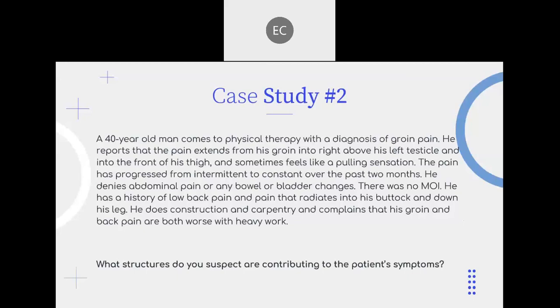There was no mechanism of injury. He has a history of low back pain and pain that radiates into his buttock and down his leg. He does construction and carpentry and complains that his groin and back pain are both worse with heavy work. Let's start with what structures you suspect are contributing to the patient's symptoms.